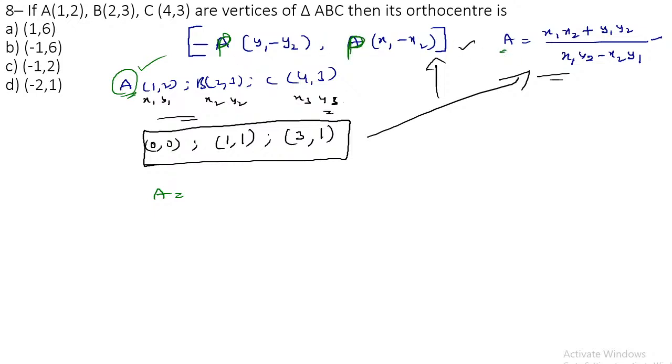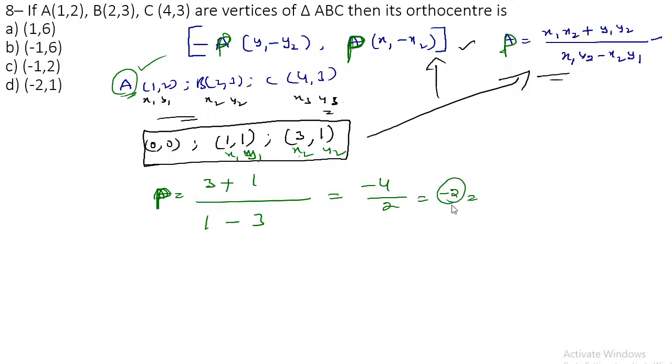So first of all, let us take this P, minus P into y1 minus y2. P is x1 x2 plus y1 y2 by x1 y2 minus x2 y1, where this is x1 y1 and x2 y2. So x1 into x2 is 3 plus y1 into y2 is 1, by x1 into y2 is 1 minus x2 into y1 is 3. So this is 4 by minus 2, which is equal to minus 2. So P is minus 2.